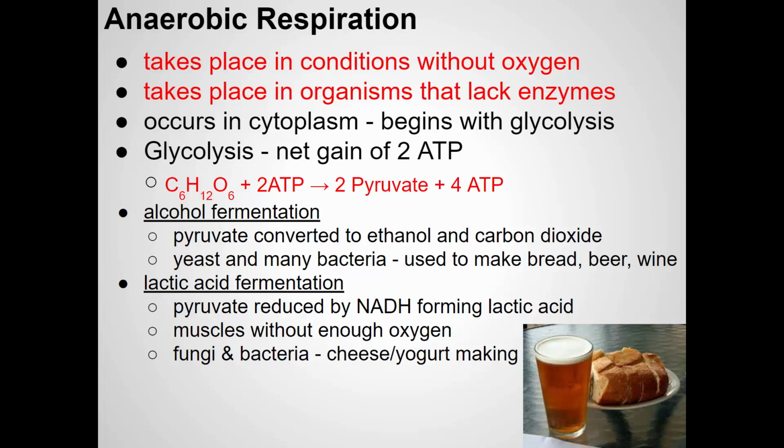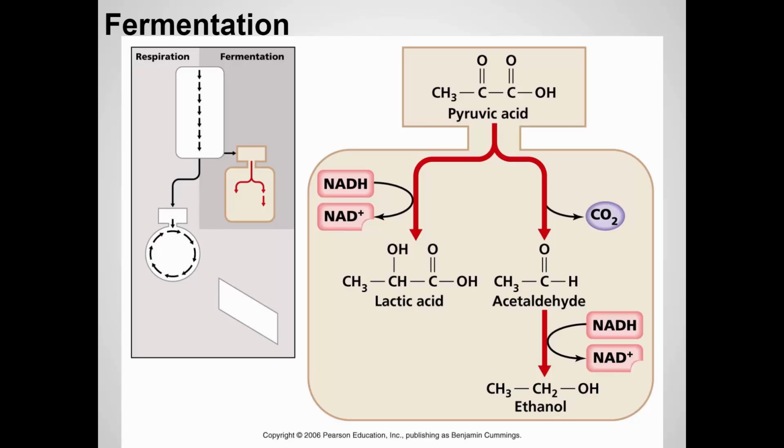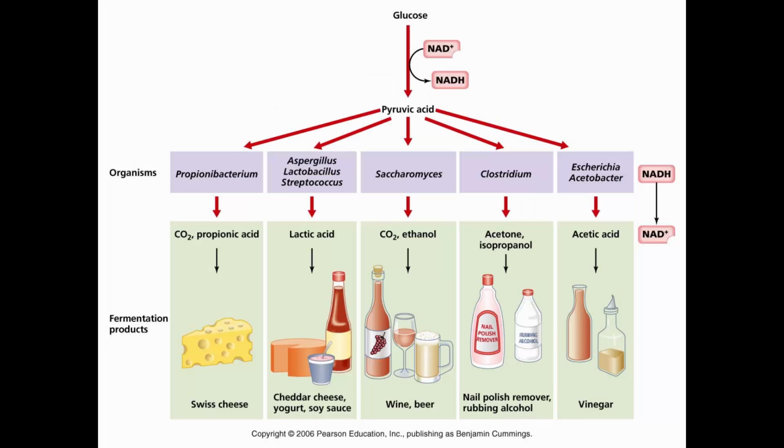Also, certain types of bacteria do this. That's what's used to make yogurt and different types of cheeses. So fermentation takes the pyruvic acid and then might produce lactic acid. There's several other types of fermentation as well, but the most common one that we'll talk about is lactic acid. And here's an example of some products that are made using different types of fermentation.